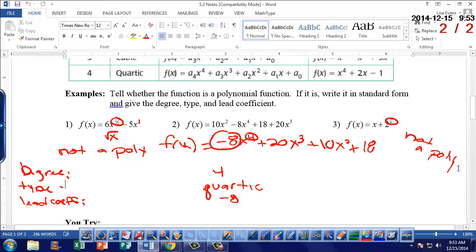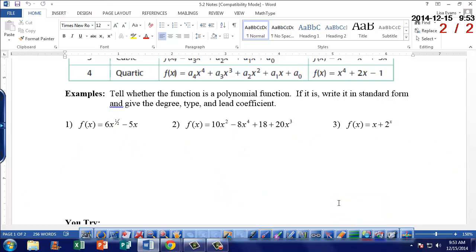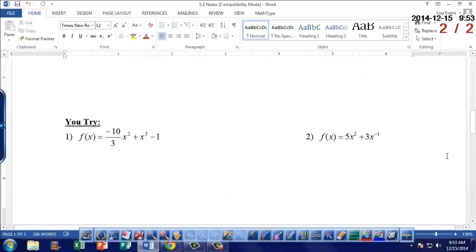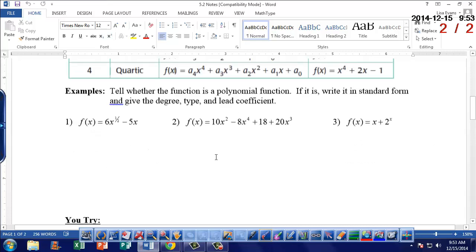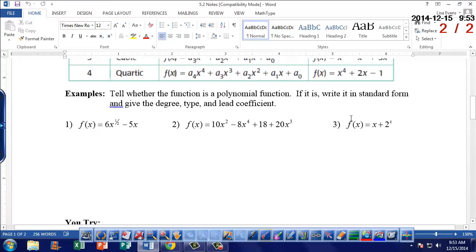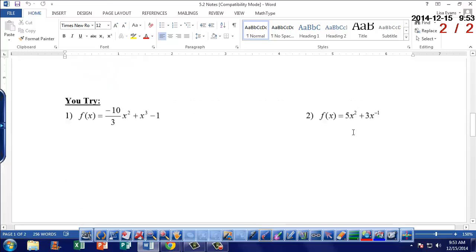Now I'm trying something a little bit different this semester. Instead of doing a summary at the end, because I was noticing people weren't writing that down, we're going to do you-try problems. I'm not going to go over this until tomorrow in class, but I do expect for full points that you have these you-tries complete. So go ahead and pause the video and try these 2 problems. You're doing the same directions as I did above. Tell whether it's a polynomial function and give the degree, type, and lead coefficient.